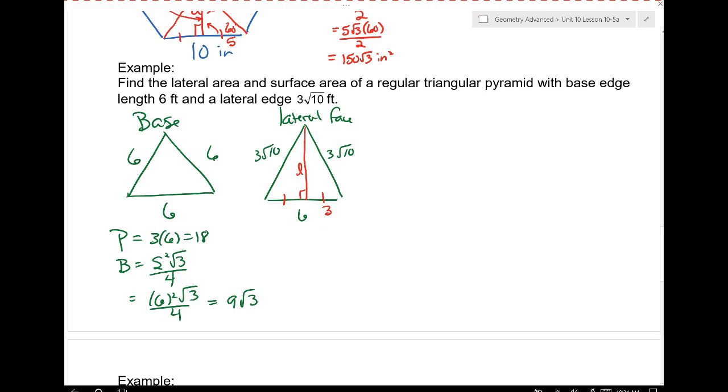So now can I use the Pythagorean Theorem? Aren't you guys so excited, right? Pythagorean Theorem. So slant height squared plus 3 squared equals the quantity 3 root 10 squared. If you forget the parentheses, especially if you put it in your calculator, you're going to get this wrong, so get in the habit of using your parentheses. So slant height squared plus 9 is equal to what?